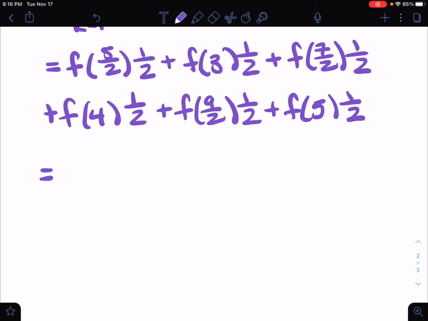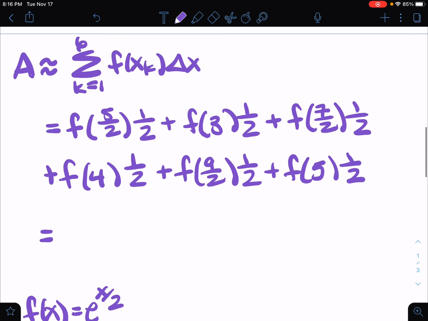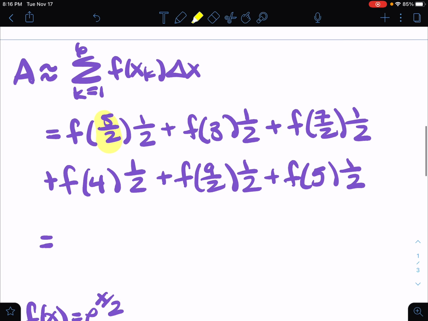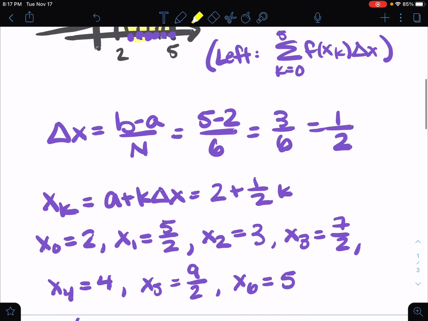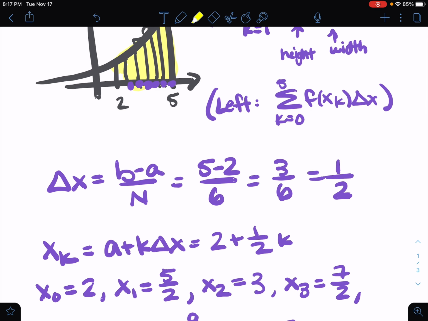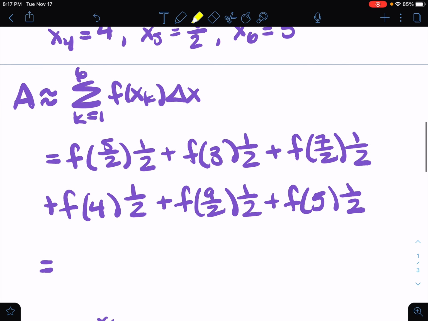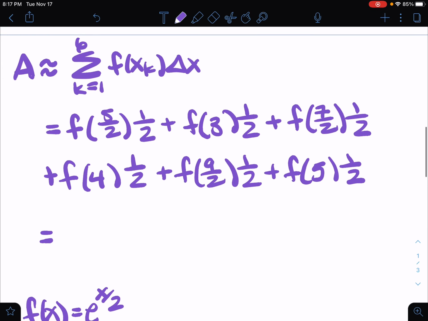Now, finally, if we wanted to actually compute what this approximation is, we know what f of x is. F of x is e to the x over 2. So we can actually plug this in now. Notice we did start at 5 halves and not at 2 because our summation started at 1 and x sub 1 is 5 halves. If we had been doing the left-hand sum instead, we would have started at 0. We would have had an f of 2 up to an f of 9 halves. So anyway, back to what we're doing.